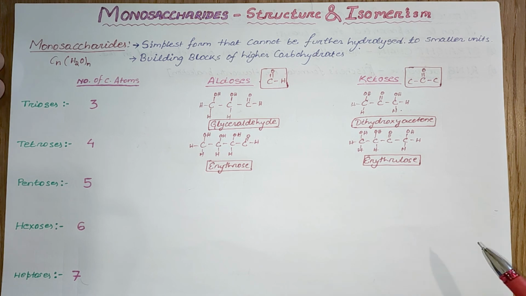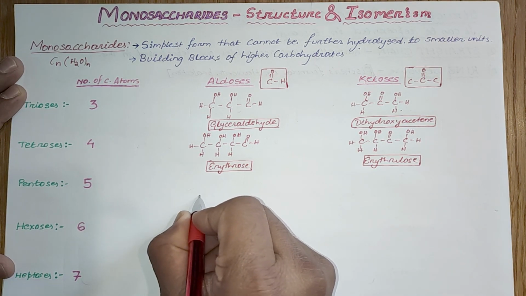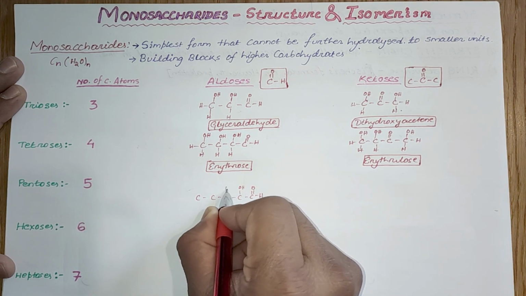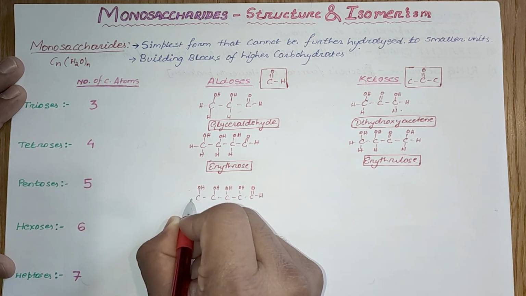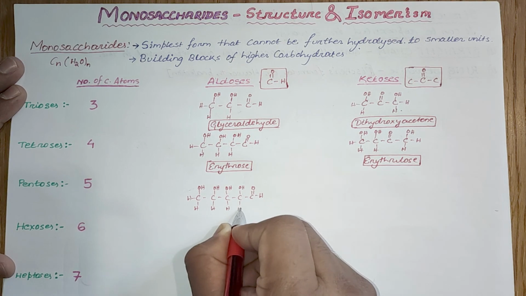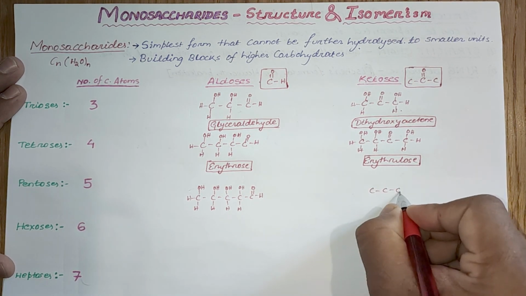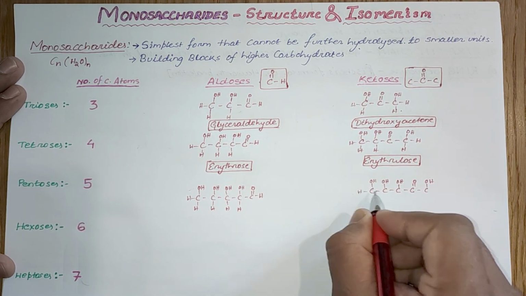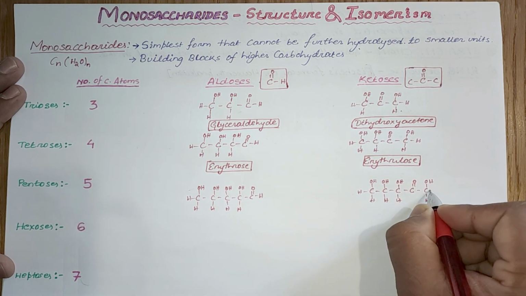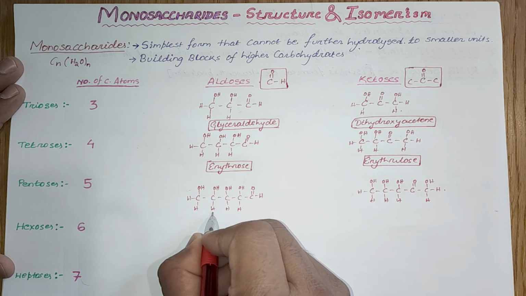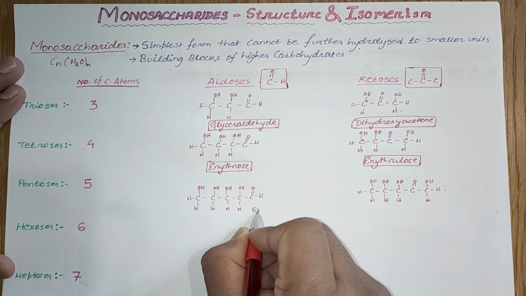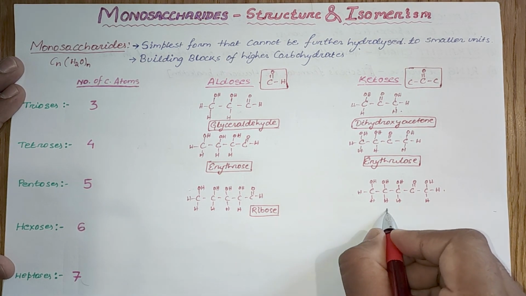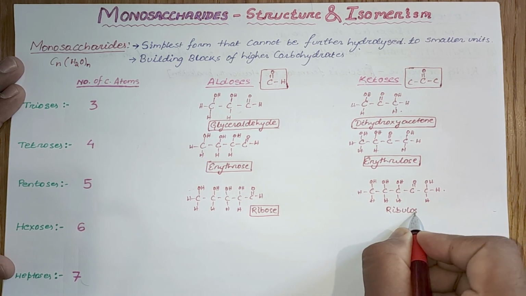Then similarly, for pentoses, there will be 5 carbon atoms and 1 OH group, then other hydroxy groups. And for this, similarly, the name of this compound is known as ribose, and the name of this compound is known as ribulose.